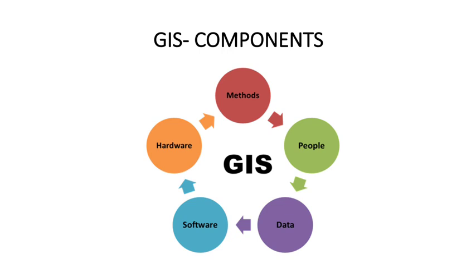Then the final one is the people. People means the users or the individual programmers or the people who are managing the database, that is the database manager or the GIS researcher. Those people who are involved in the GIS work, or the users or stakeholders, that is people who are using these GIS services or tools. So they are also part of the component called the people.